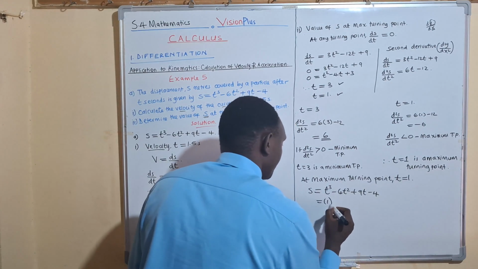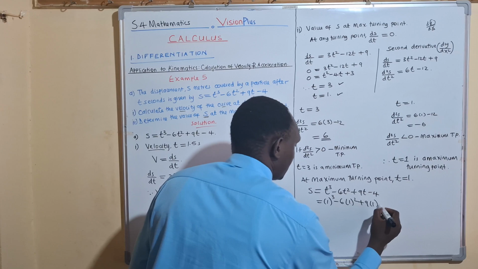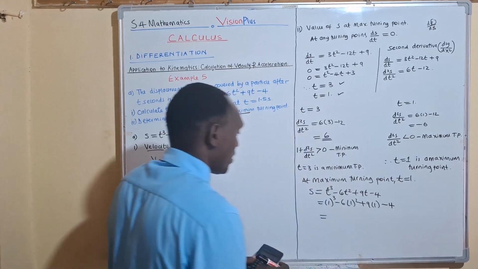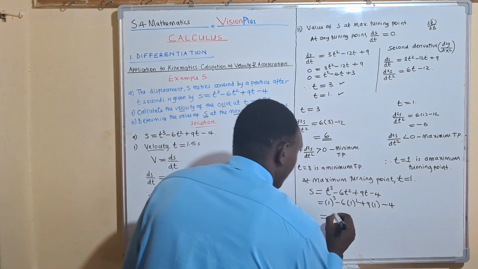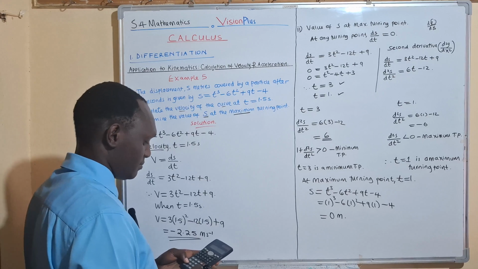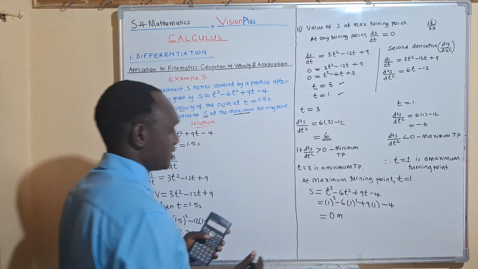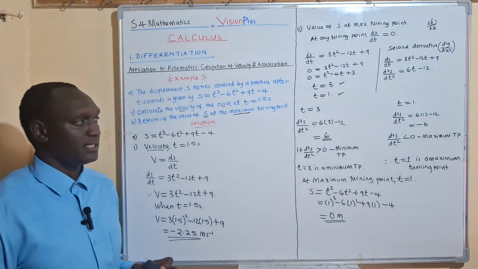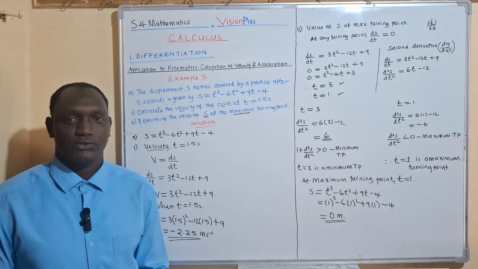This here gives us now 1 to the power 3 minus 6 times 1 squared plus 9 times 1 minus 4. Let me press the calculator. 1 minus 6 plus 9 minus 4, 0. I'm getting 0 meters. Confirm: 1 cubed is 1, minus 6 plus 9 minus 4. I'm getting 0. So at the maximum turning point, the value of s is 0 meters. So this is the solution to part A.